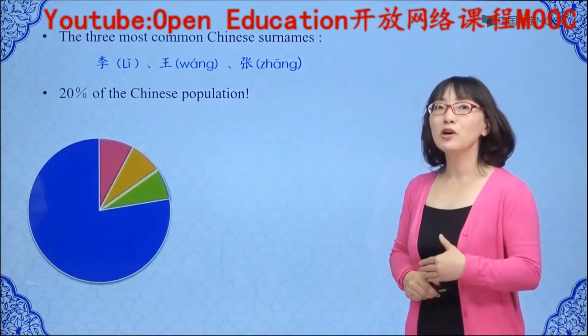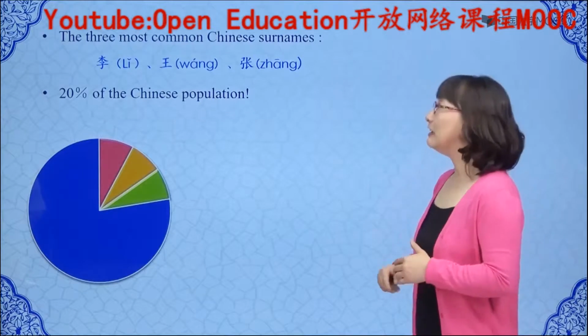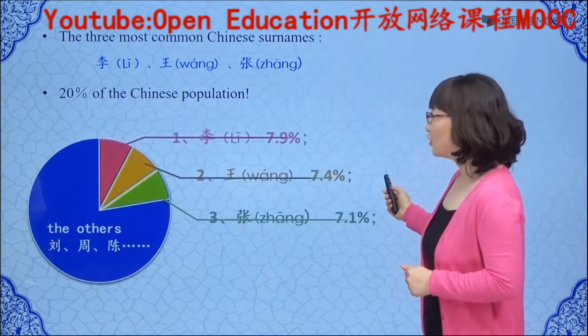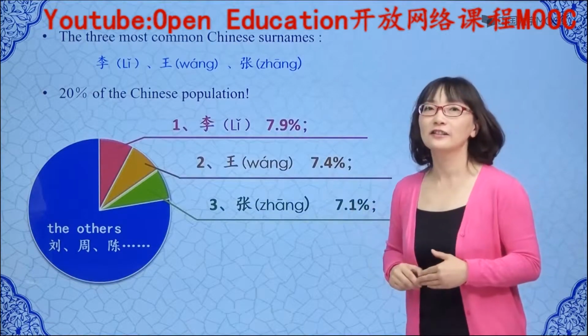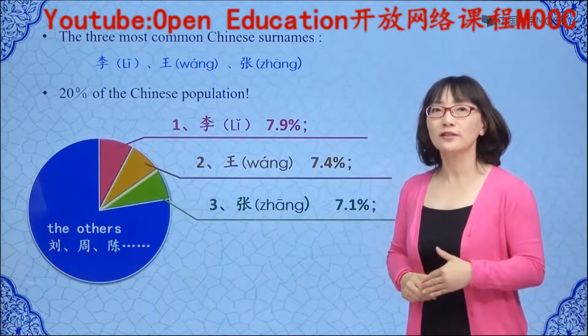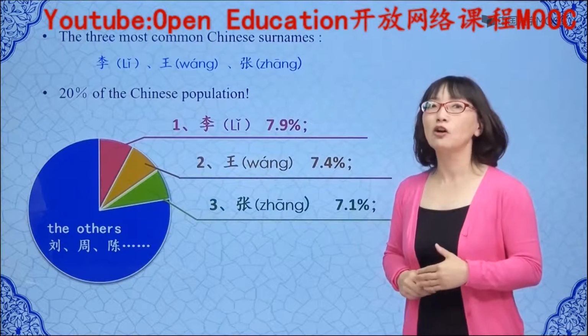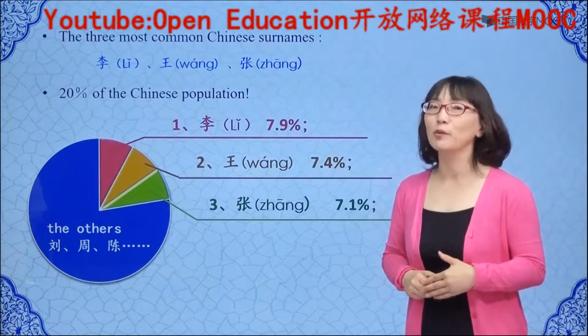Now, the three most common Chinese surnames are Li, Wang, and Zhang. In fact, the people with these three surnames make up over 20% of the Chinese population.